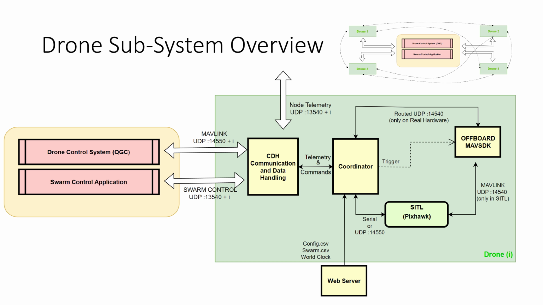So in this video, we're gonna have a software in the loop that's gonna be connected to the coordinator using UDP. We're gonna have a web server that drones can get the config and swarm definition and the synchronized time. The new part that we have here is a CDH subsystem, which is communication and data handling.